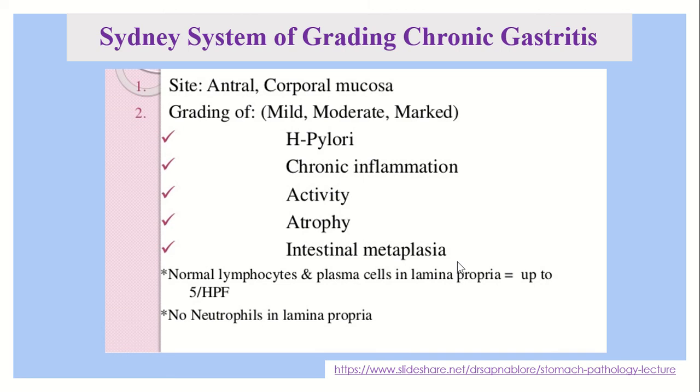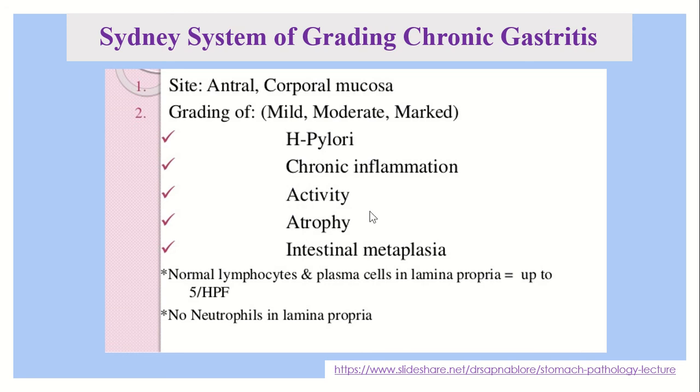Sometimes we use the Sydney system of grading the chronic gastritis. We can note the site of the disease, antral or the corporal mucosa, and the grading of the inflammation, mild, moderate, marked, for the checking of the Helicobacter pylori presence, chronic inflammation, activity, atrophy, and intestinal metaplasia.